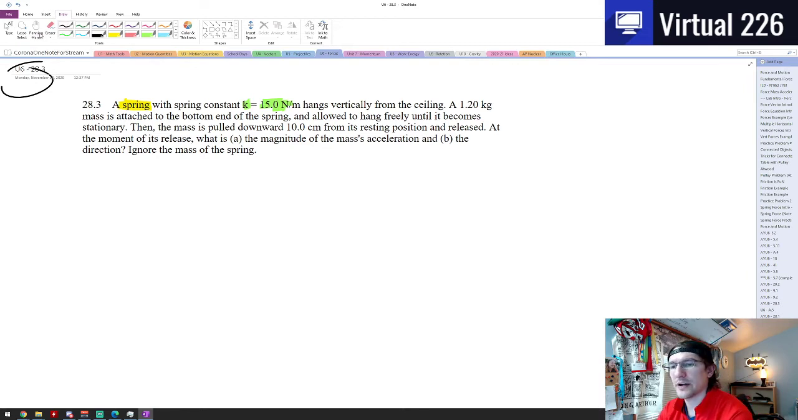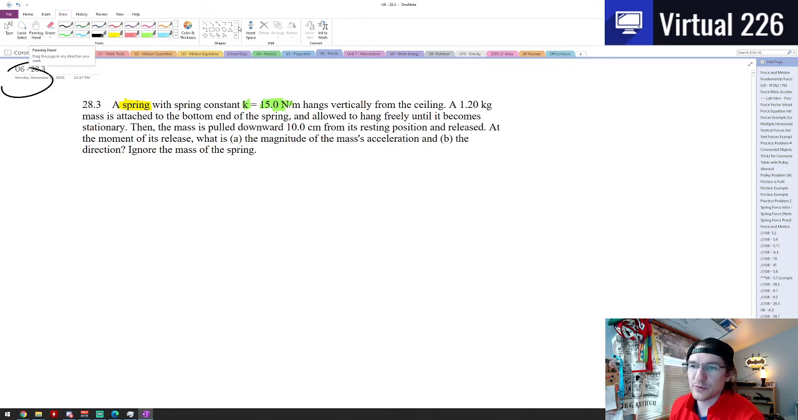A 1.2 kilogram mass is attached to the bottom end of the spring, and it's allowed to hang freely until it becomes stationary. Okay, so it's reached a new equilibrium position. Then the mass is pulled downward 10 centimeters or 0.1 meters from this equilibrium resting position, and then it's released.